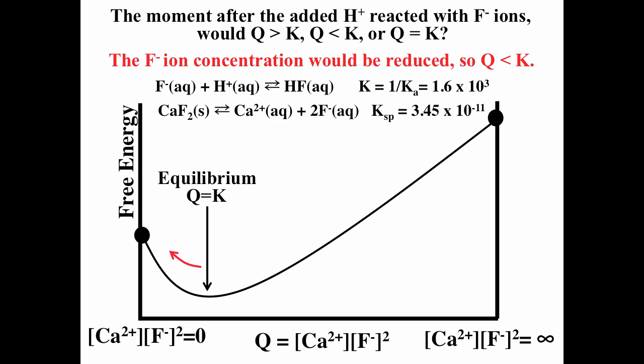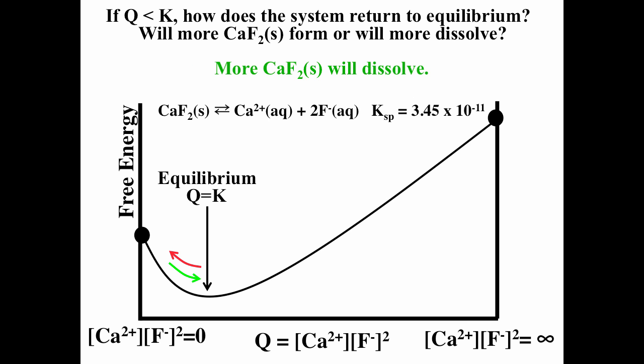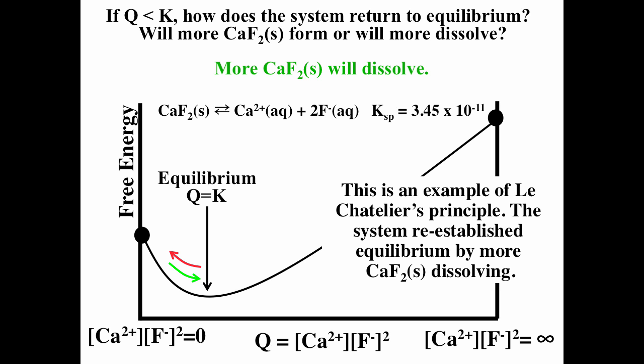Now obviously we're no longer at equilibrium, and so what's going to have to happen is more calcium fluoride is going to have to dissolve to get back to equilibrium. And so again, this is an example of Le Chatelier's principle. Our system was at equilibrium. We added some hydrogen ions. It consumed some of the fluoride ions, pushing the boulder to the left. The system then responded by letting the boulder roll down to the right by dissolving more of the calcium fluoride. Again, just an example of Le Chatelier's principle.